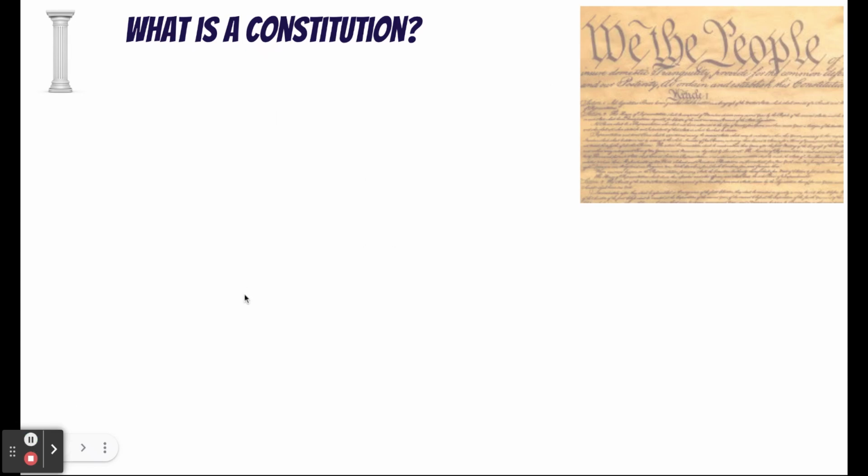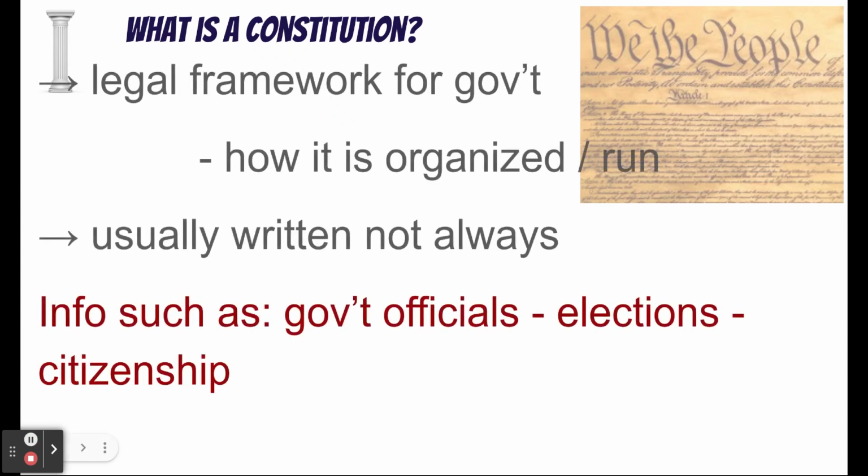All right. So the first question in the column: what is a constitution? It's a legal framework for how a government is organized and run. Usually it is written, okay? And like I mentioned last week, our particular constitution was written on a type of paper, parchment paper, which was treated. Anyways, within the constitution, and most, if not all, countries have a constitution, you'll find information about government officials, elections, citizenship.